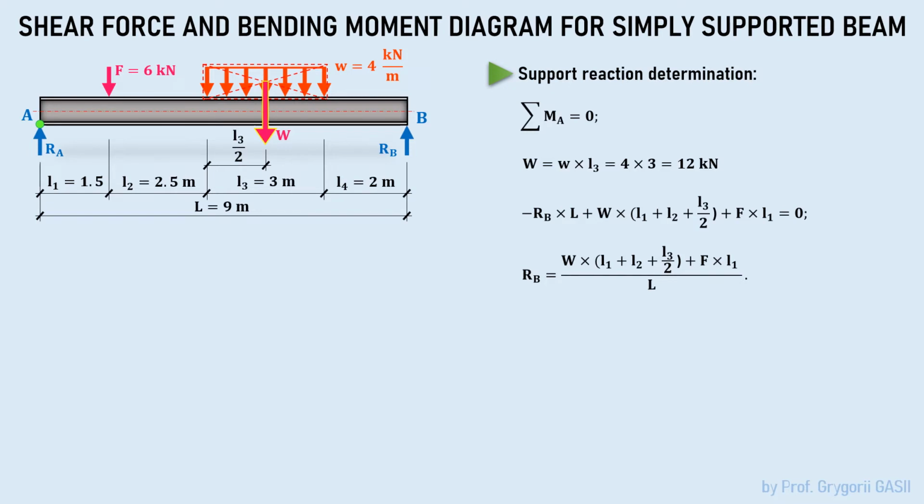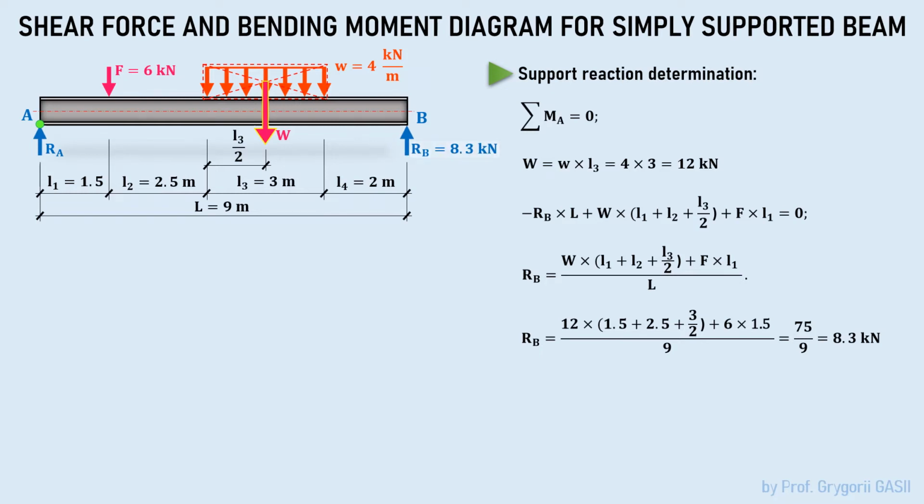Now, let's put the numerical values into this formula to get the value of the support reaction. When we solve this formula, we get that the support reaction at point B is equal to 8.3 kilonewtons. Let's show this on the design model.